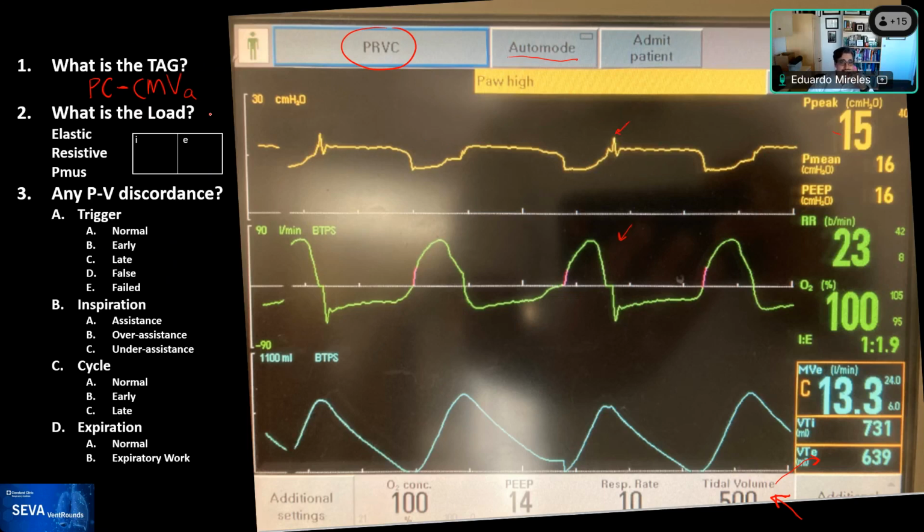All right. So now when we look at this, remember we can see if the load is elastic or resistive, or it can be hidden by PMOS. So what do you think is going on? Yeah, great job, Raquel. This is definitely a PMOS attack, right? Yeah, everybody. Great.